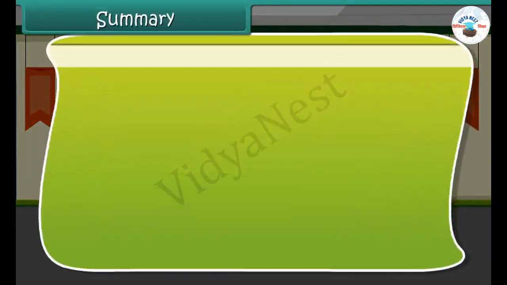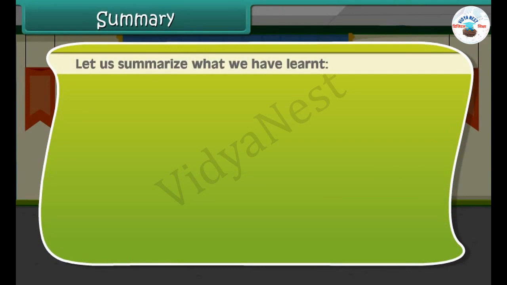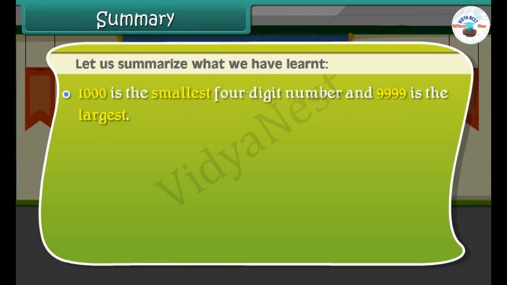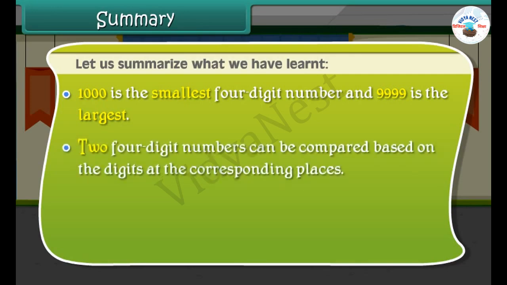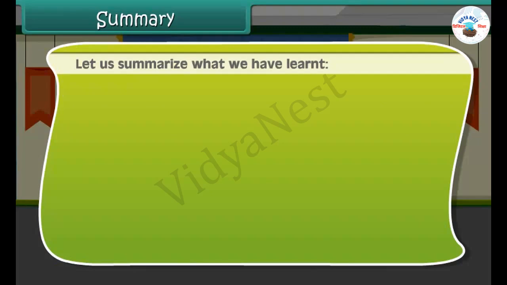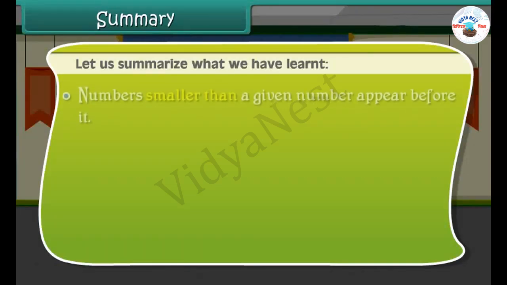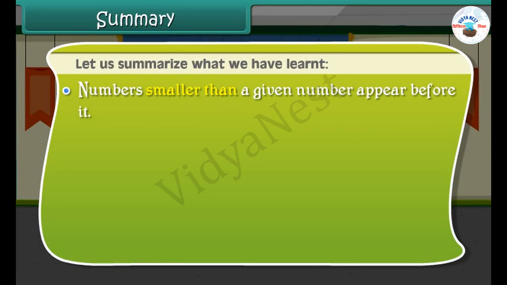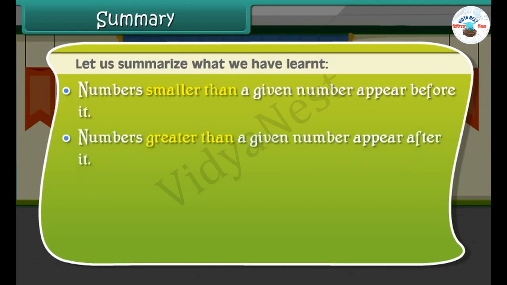Summary. Let us summarize what we have learned. 1000 is the smallest 4-digit number and 9999 is the largest. Two 4-digit numbers can be compared based on the digits at the corresponding places. Numbers can be arranged in the ascending or descending order by comparing the digits at the corresponding places. Numbers smaller than a given number appear before it. Numbers greater than a given number appear after it. Face value of a digit is the digit itself.